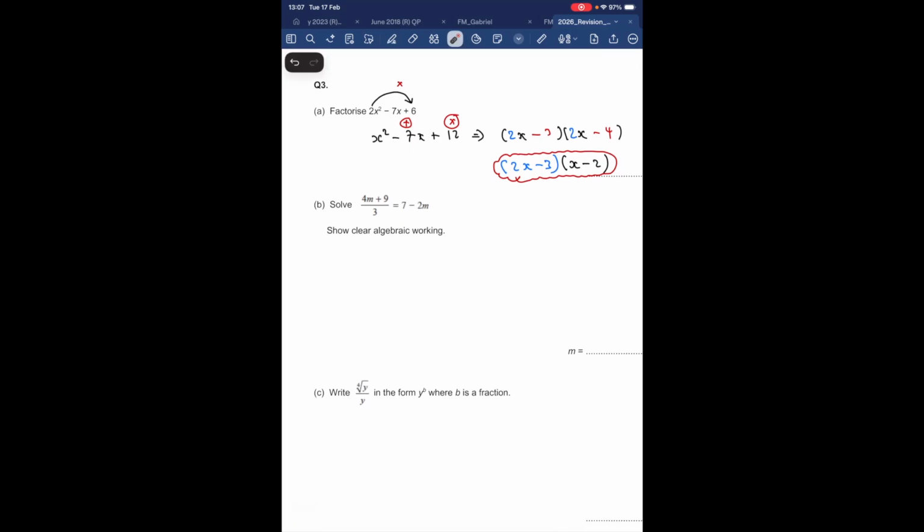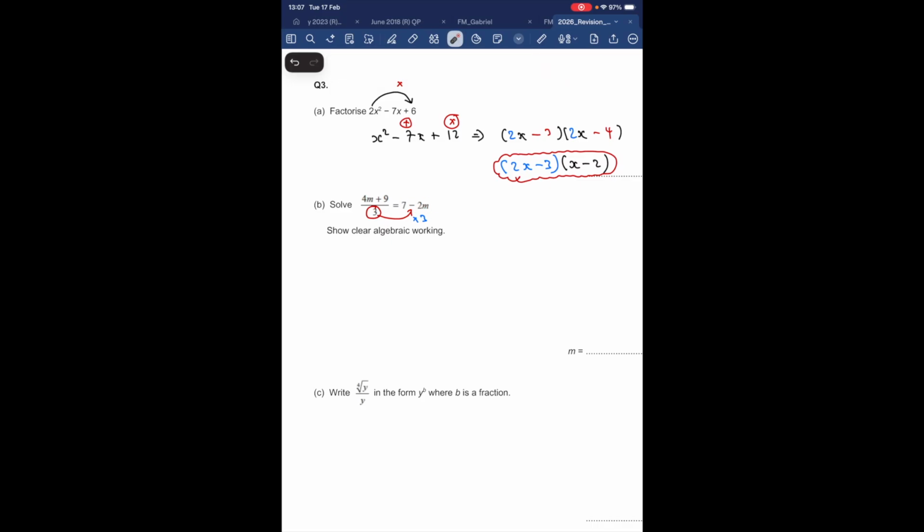Part B is an algebraic equation which has this fraction in it. Now, the way that we deal with algebraic equations with fractions, we get rid of this divide by 3 first on the left-hand side. So the first thing we're going to do is get rid of this 3 by moving it over the equal sign. When we move this divide by 3 over the equal sign, it becomes a multiply by 3. So everything on the right-hand side of this equation is going to be multiplied by 3.